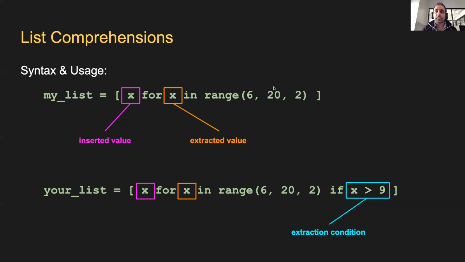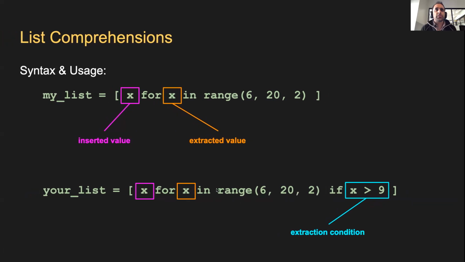Again, 20 is not inclusive for range. So we'll have 6 through 18 even values. That's what my list is going to contain. If we did your list, it'd be the same thing starting at 6, but we'd only capture values that are greater than 9. So 6 would not be part of your list. 8 would not be part of your list, but then 10, 12, 14, all the way up to 18 would be part of your list.